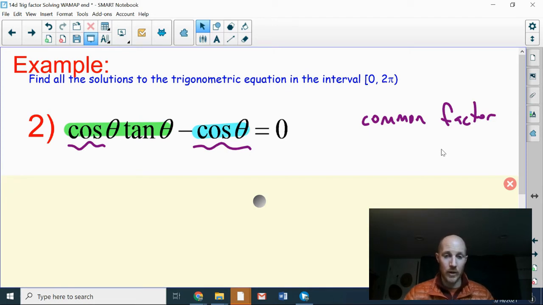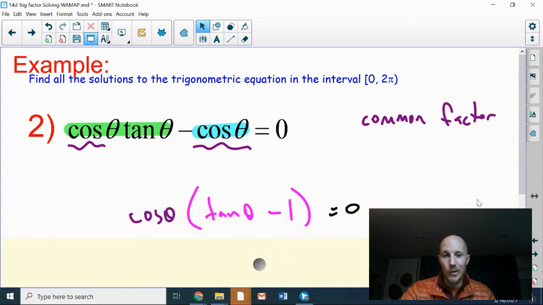It's just a binomial. I've got two terms. I got a green term, I got a blue term. And each of those two terms does have a common element. And so I'm going to factor this by factoring out the common factor of cosine of theta, which I've underlined in the purple squiggles. So cosine of theta comes out. Inside the parentheses, I would need tangent of theta - 1. So there's my two factors. I got the pink and the purple. That still is set equal to 0.